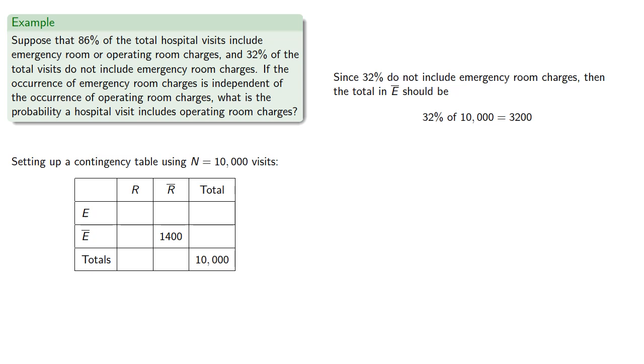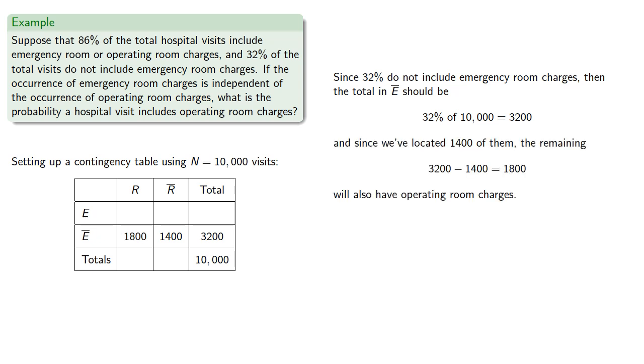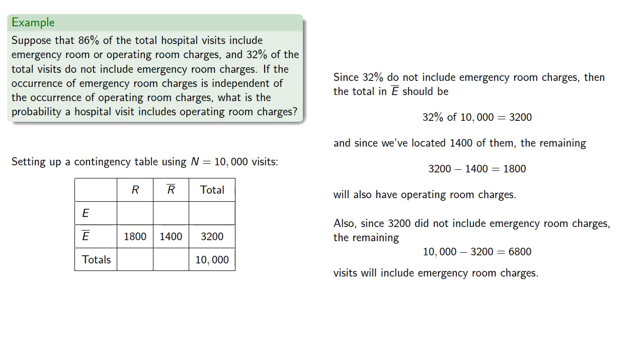Since 32% do not include emergency room charges, then the total of the non-emergencies should be 32% of 10,000, that's 3,200. And since we've located 1,400 of them, that means the remaining 1,800 will be including operating room charges. Also, since 3,200 did not include emergency room charges, then the remaining 6,800 visits will include emergency room charges.